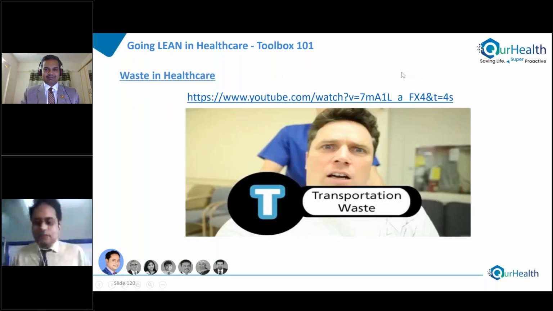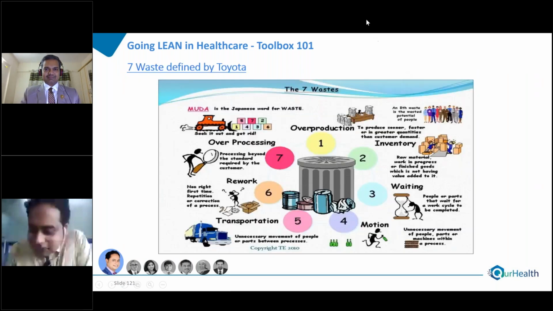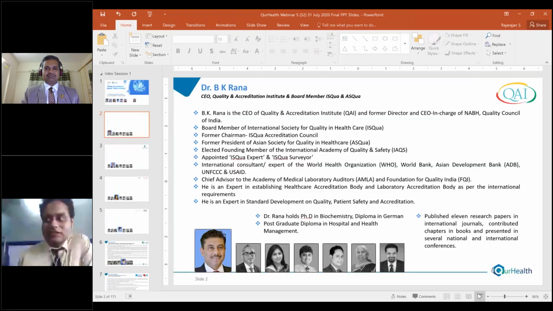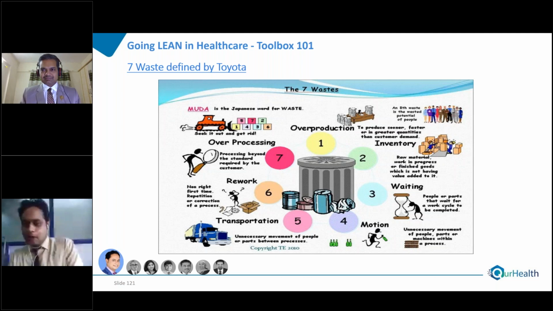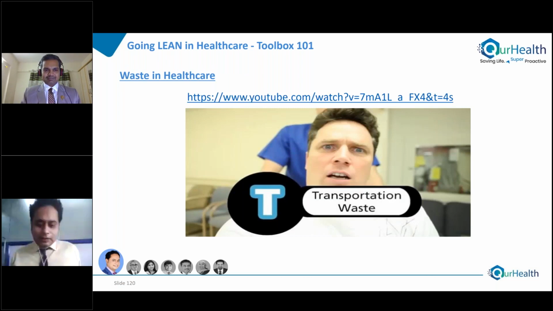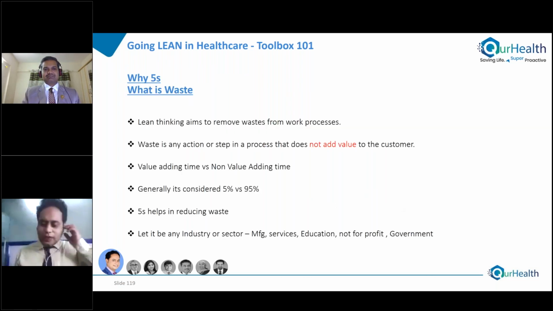So next is why we should do 5S. In order to understand why we should do 5S, we need to understand what is waste. So hospitals are process intensive organizations. There are various processes in the hospital, right from the patient entering to the patient going for a discharge. I cannot see the slide. Okay, no, not this, Raj. Why 5S? Previous slide.